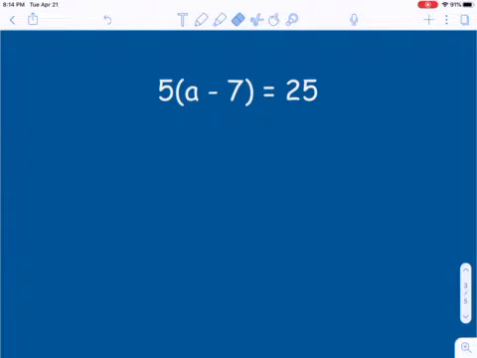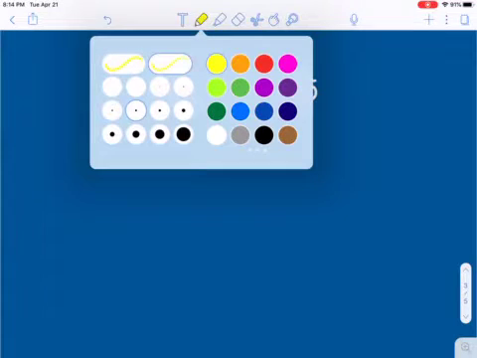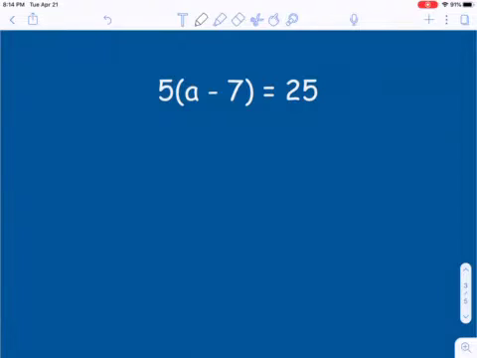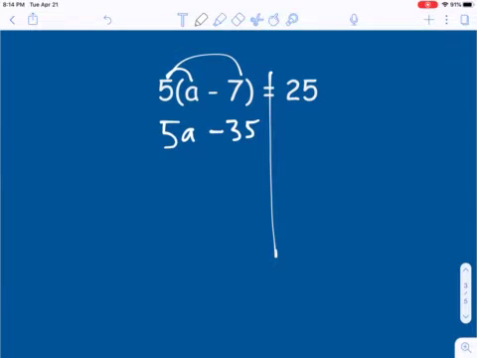So we're going to take this 5, we're going to distribute it by both of these terms. We're going to stay with white. So 5 times a is 5a, and then 5 times -7 is -35. Let's bring our fence down, and then we've got 25.